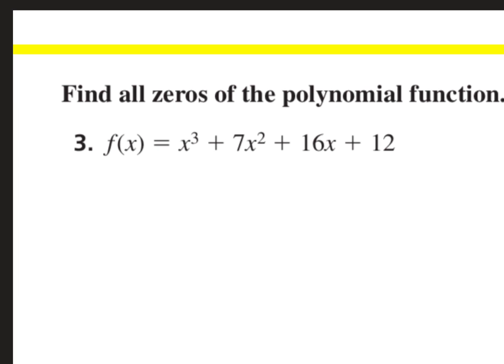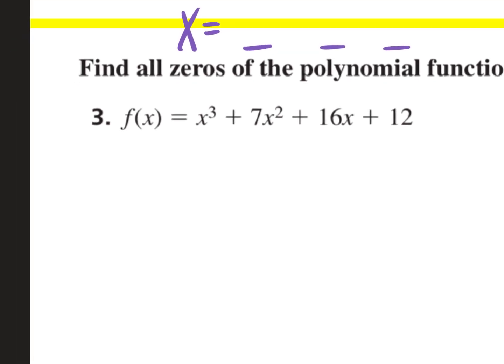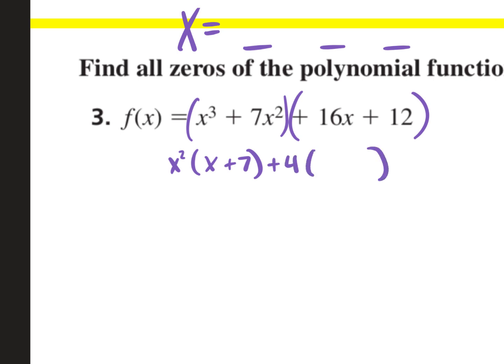All right, number 3. How many solutions am I going to have here? 3, because my highest degree is 3. So I have x is equal to, and I'm going to have 3 answers here. So I need to find my 3 answers. How can I find any of my answers? Let's try grouping. We have 4 terms, so we can try grouping. What's my GCF from the first group? X squared. What am I left with when I take out an x squared? X plus 7. What's my GCF in the second group? 4. What am I left with when I take out a 4? 4x plus 3. Are my inside parentheses exactly the same? So can I group? No.